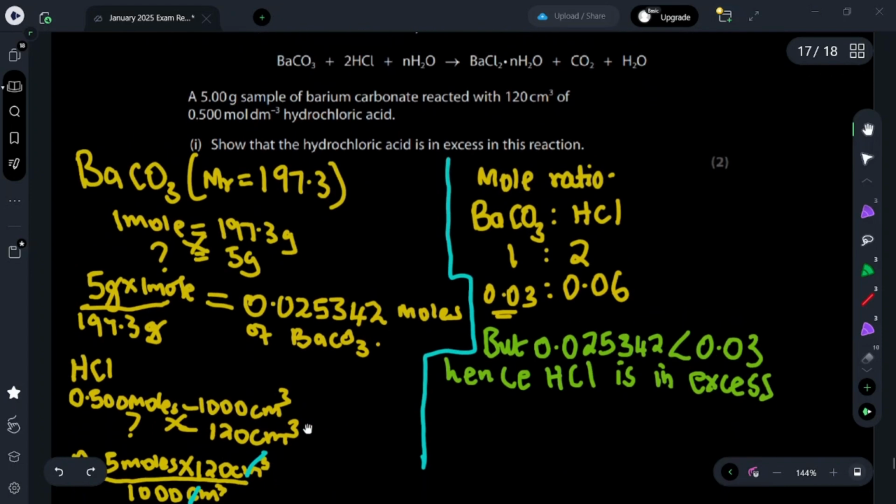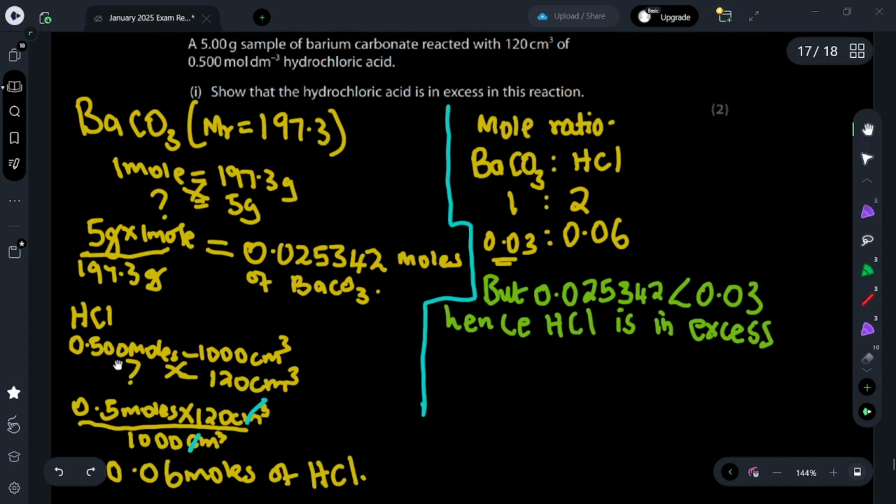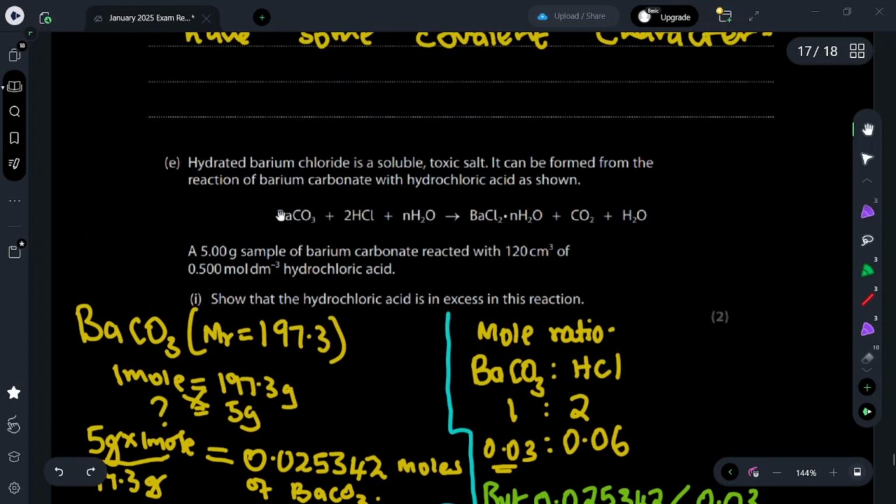After getting the moles of the barium carbonate, we also need to know the moles of the hydrochloric acid, from the 120 cm cubed of hydrochloric acid at its given concentration. So we have 0.06 moles of hydrochloric acid and 0.0534 moles of barium carbonate. From the reaction, we know that the mole ratio is 1:2 for barium carbonate to hydrochloric acid.